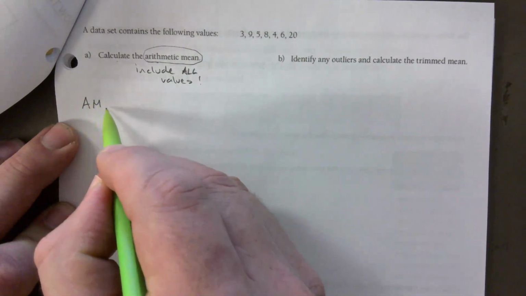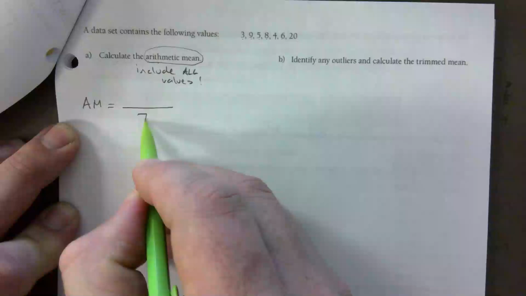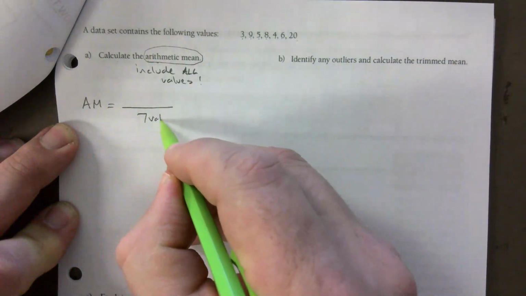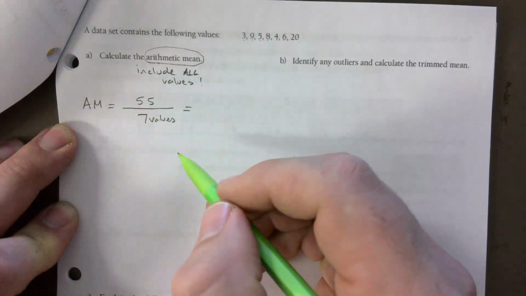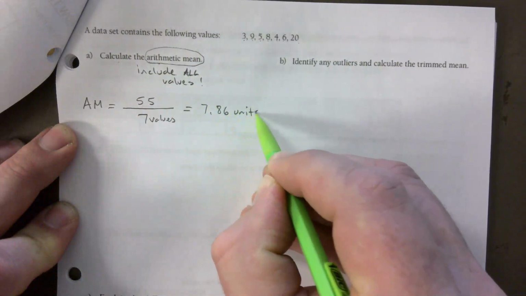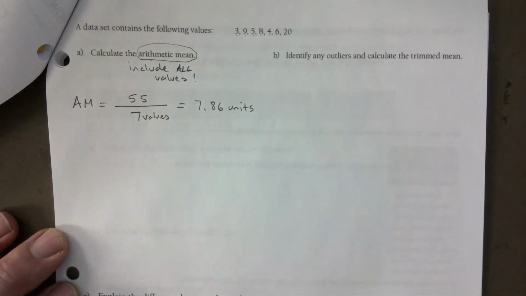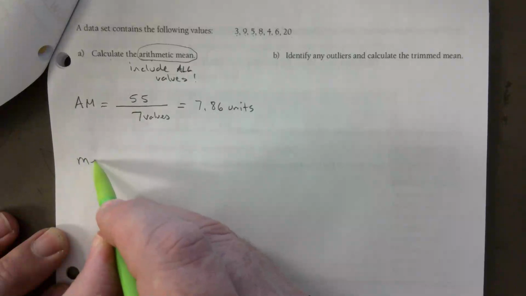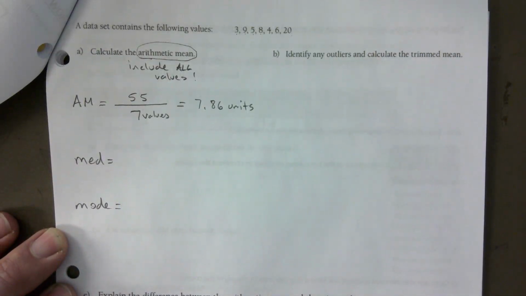We can call this AM, arithmetic mean. And we know that there's 1, 2, 3, 4, 5, 6, 7 values. If we add that up, because I know you know how to do it at this point, it's 55, divided by 7, which gives you 7.86 average in units. I would like you to find the median and the mode as well down the road, so I'm just going to do that here, median and mode. It's very good practice to keep that in mind.